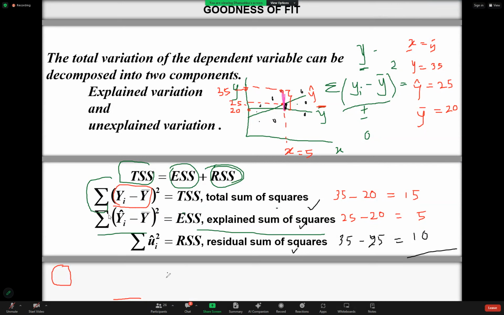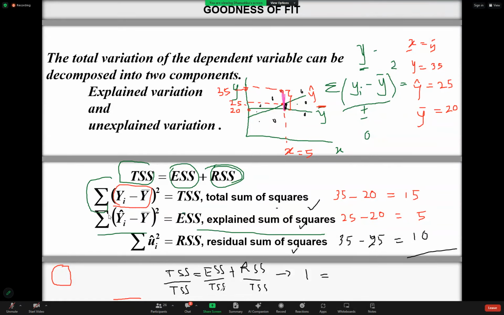Okay. Now we can divide this equation TSS equals ESS plus RSS. This I divide by TSS. If you divide by TSS, it equals 1. Okay, 1.